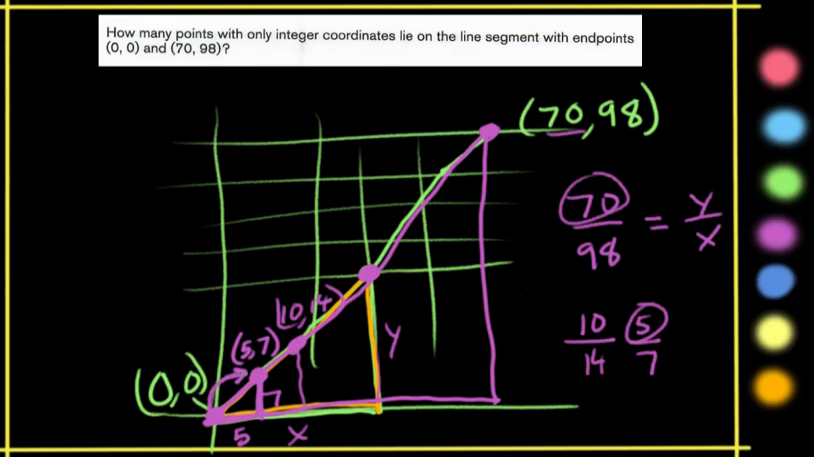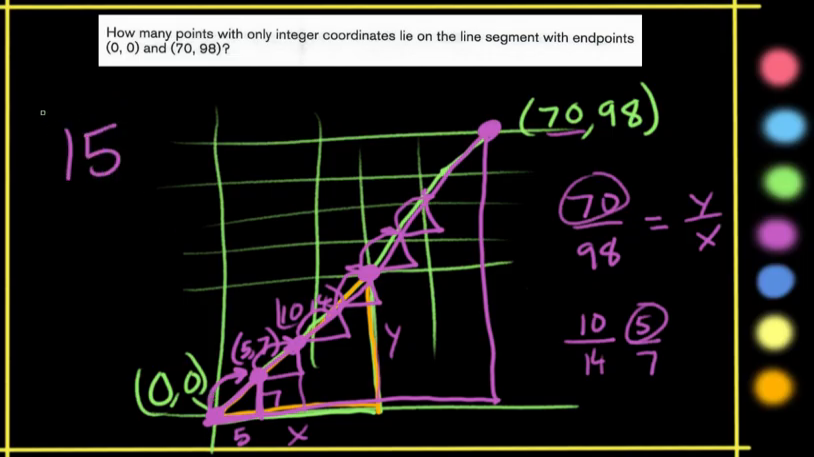So we go from here to here, that's 1. We go from here to here, that's another one. There's going to be 14 of these steps, and at the end of each of these steps, you're going to be at an integer coordinate. Every time you can add 5 and add 7. You can do that 14 times and you get up to here. So the total number of points is going to be 15.